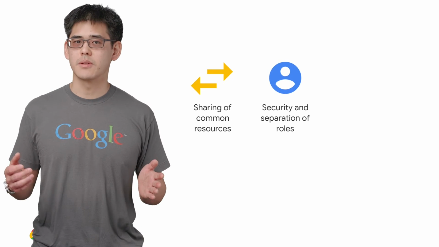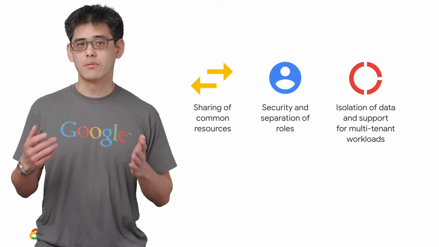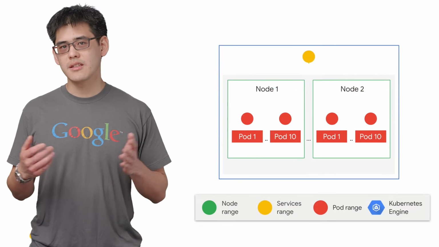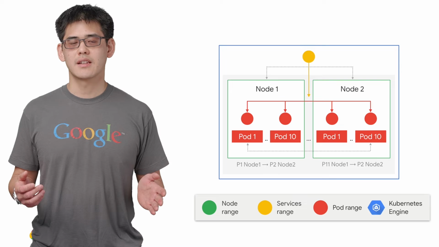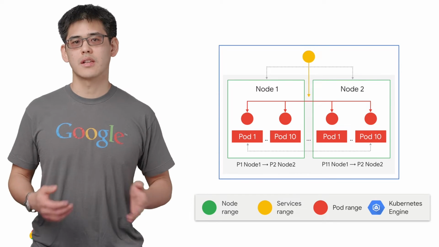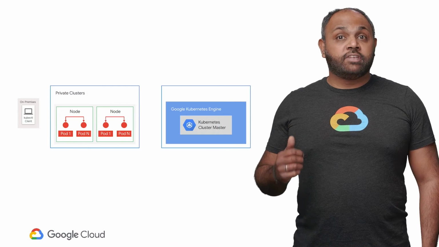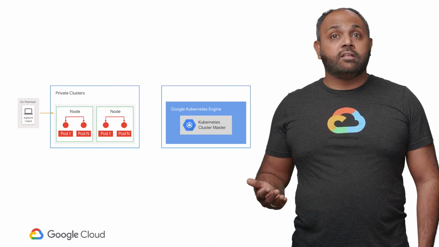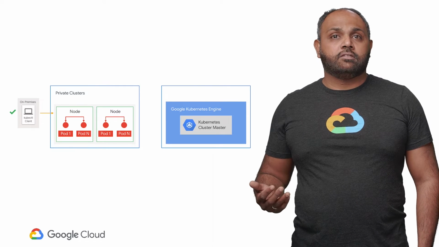VPC native clusters also enable other enterprise-grade features. For example, sharing VPCs between projects, IAM and role separation, providing anti-spoofing security in our SDN stack, and also private clusters for cluster isolation. Apart from scaling, security is another criteria that needs to be considered in best practice.